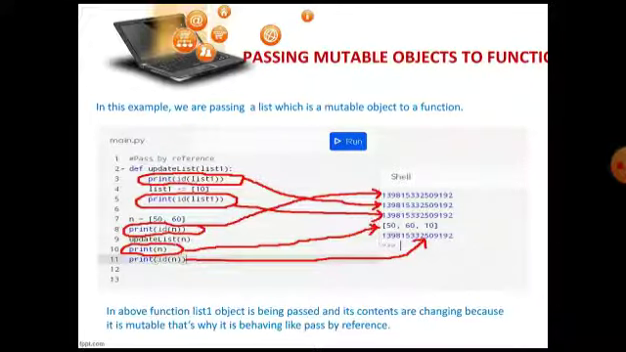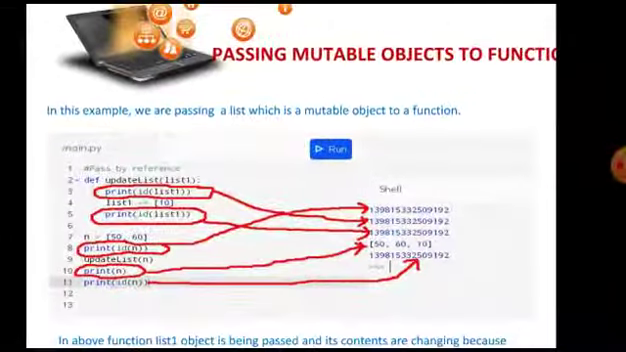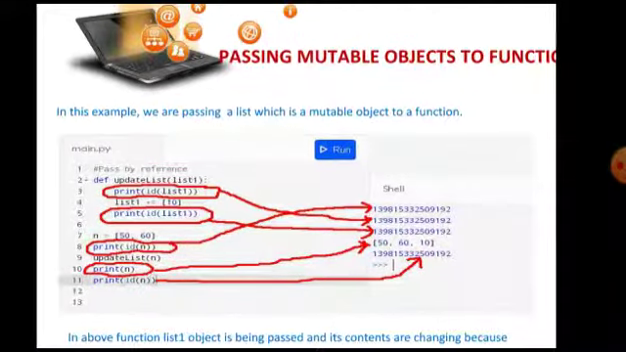Now see one example of passing mutable objects to functions. In this example we are passing a list, which is a mutable object, to a function. All of you know what the type of a list is: lists are mutable sequences, lists are mutable objects.